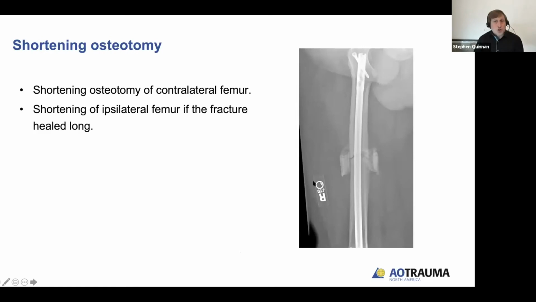We can also shorten the leg. If we have a leg with issues, maybe infection concerns, other things, and we don't want to perform an osteotomy to lengthen, shortening the other leg is an option. Certainly up to 2 to 3 centimeters is an option. You start to get some functional deficits after that, but for a shorter distance it can be good. And we can also shorten the ipsilateral femur if, for instance, the bone was fixed long. That's certainly less common than a bone fixed short, but it can happen.